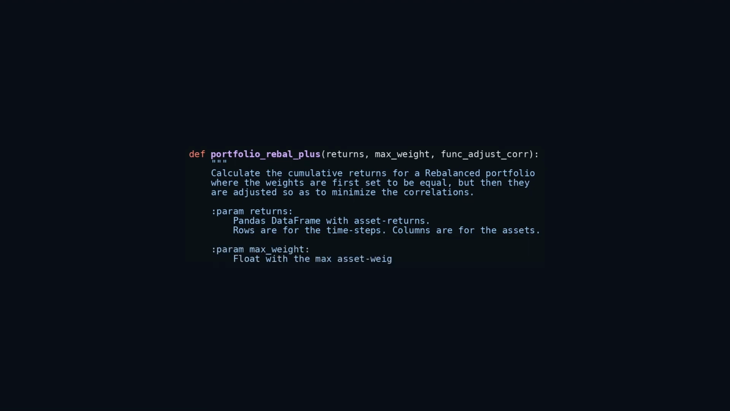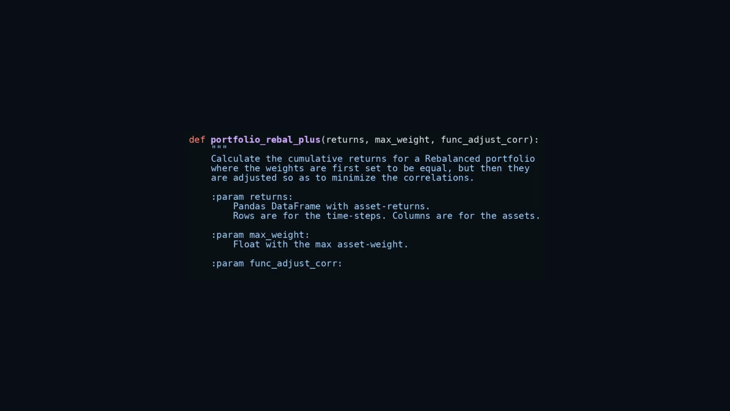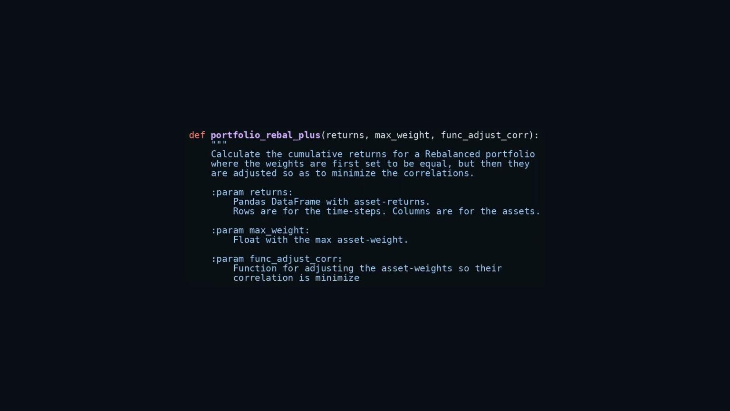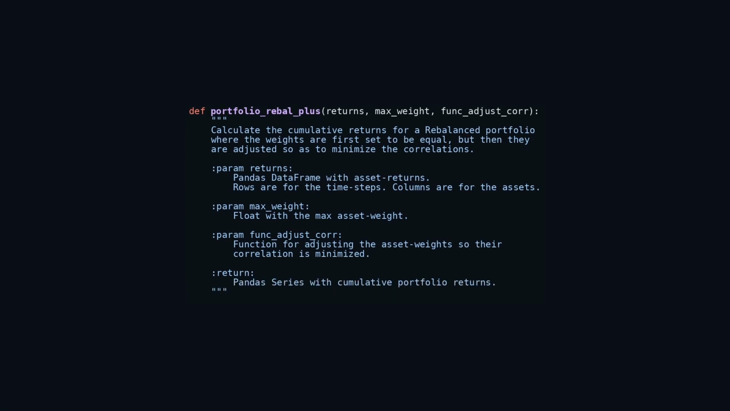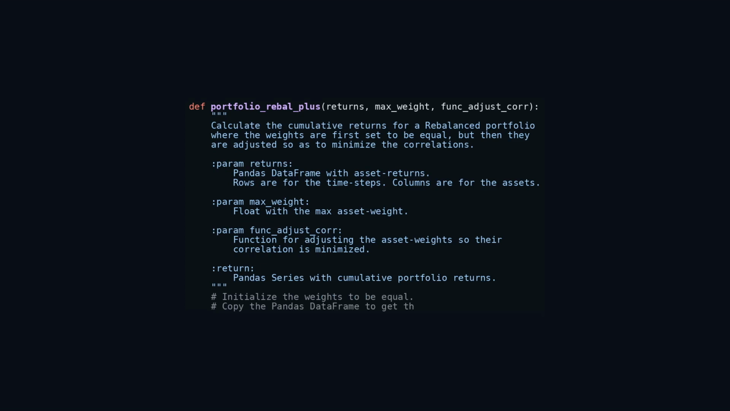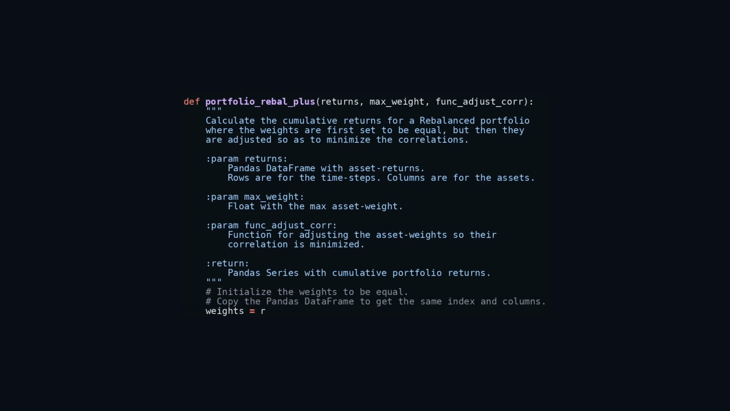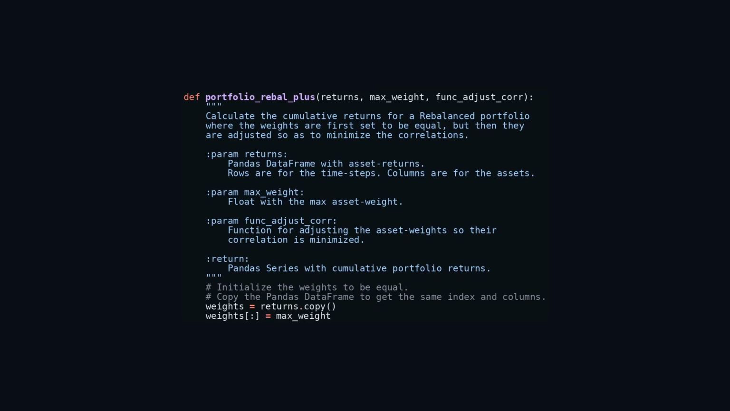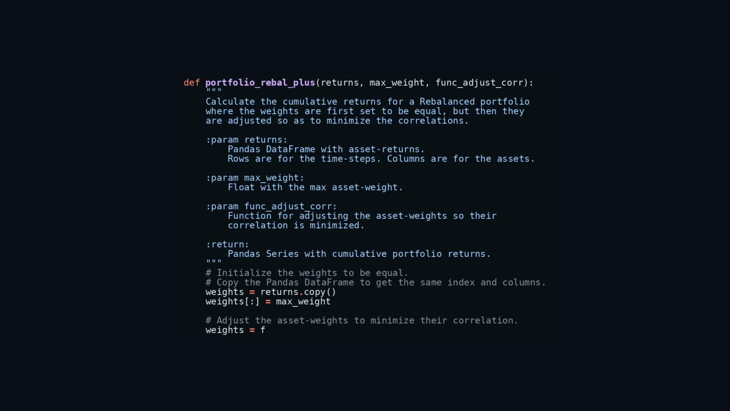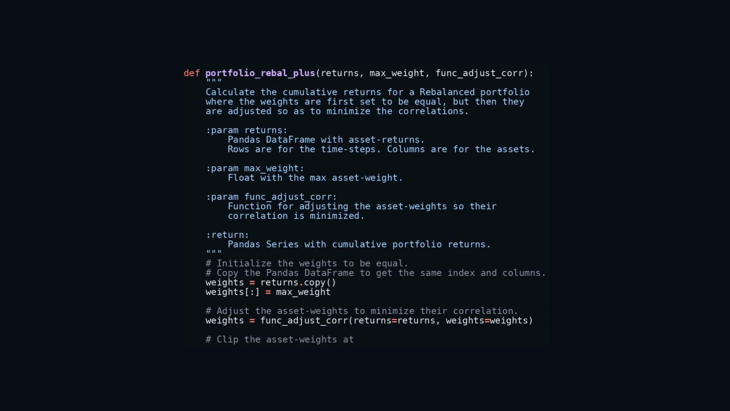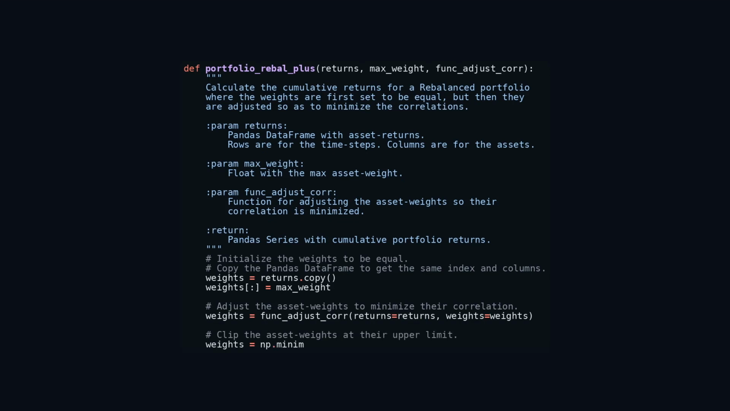Initially, the function sets equal weights for each asset by copying their returns data frame and assigning max weight to all elements. These weights are then adjusted using Fundadjustor to minimize the correlations among the assets. Post-adjustment, the weights are clipped at the upper limit specified by max weight to ensure they do not exceed this value. The weights are then normalized so they sum up to a maximum of 1. Considering any residual cash, the function calculates the cumulative portfolio returns based on these normalized weights and the returns using a weighted returns function.